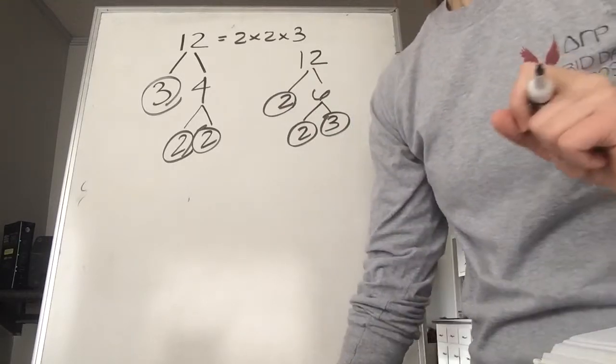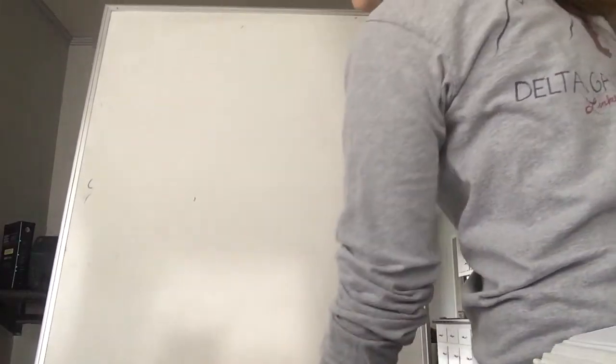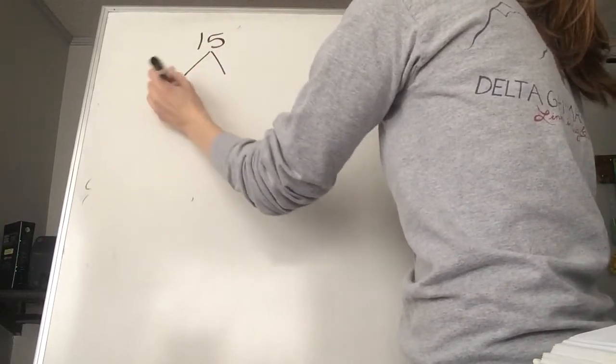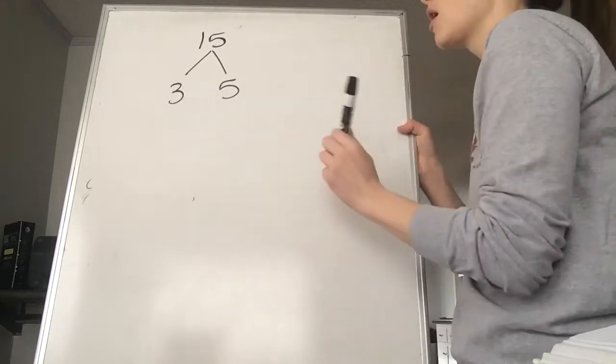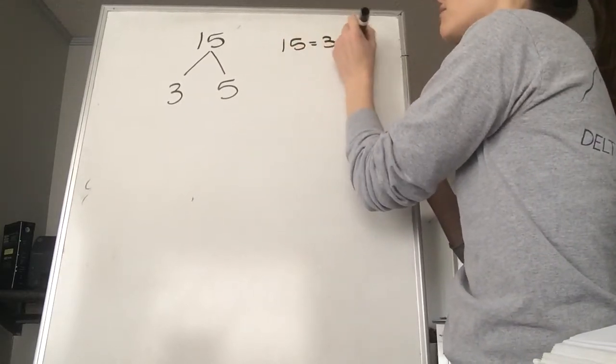Okay, 15. So prime factors of 15. Now 3 and 5 will give us 15. And those are already prime. So 15 is equal to 3 times 5.